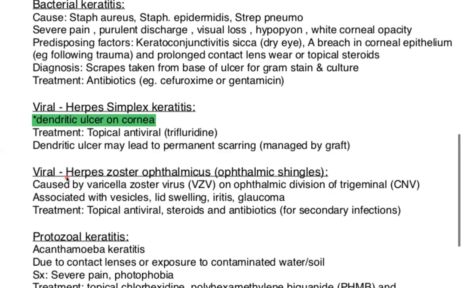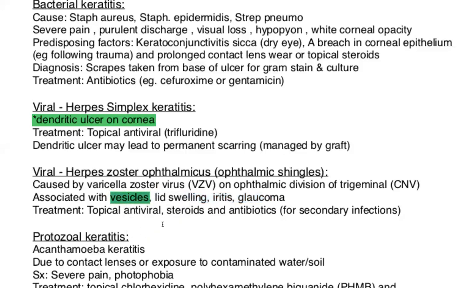Next we can have viral herpes zoster ophthalmicus, which is basically ophthalmic shingles, which means the patient has herpes zoster on the trigeminal nerve, the part that affects the eye, the ophthalmic division, and it fully affects the eyelid itself as well. And this is super important. It's caused by varicella zoster virus, the ophthalmic division of the trigeminal nerve, associated with vesicles, lid swelling, iritis, and glaucoma. Super important, look for those vesicles, guys.